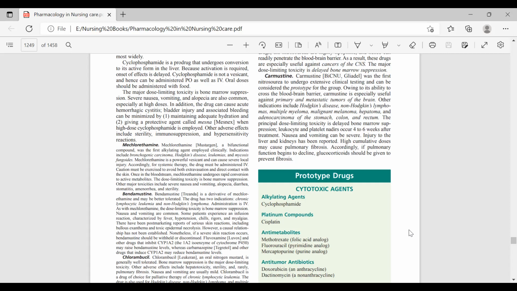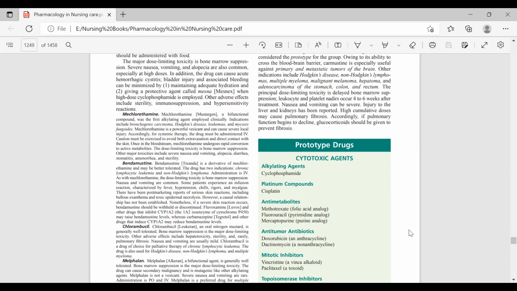treat with it, because if we have not given MESNA along with cyclophosphamide, then we observe blood in the urine, and it also causes some more complications. Besides treating the cancer, we would be involved in treating the complications. So MESNA is very important during the administration of cyclophosphamide. Other adverse effects include sterility, immunosuppression, and hypersensitivity reactions.